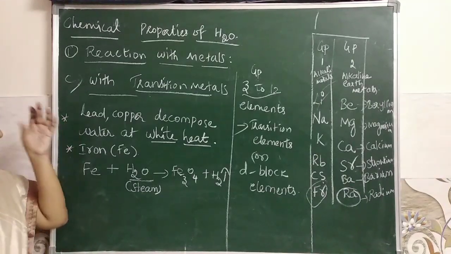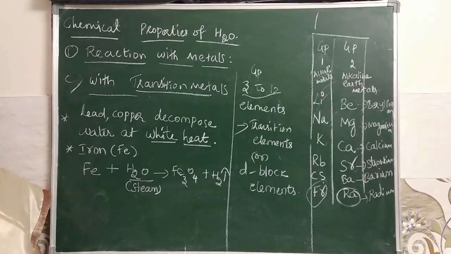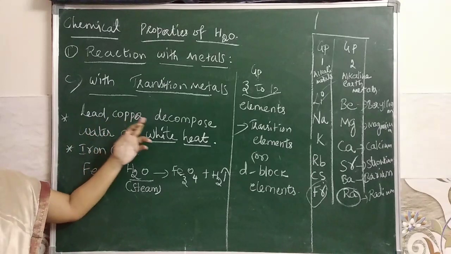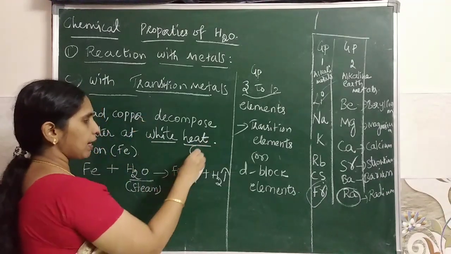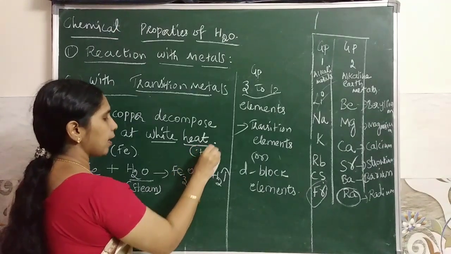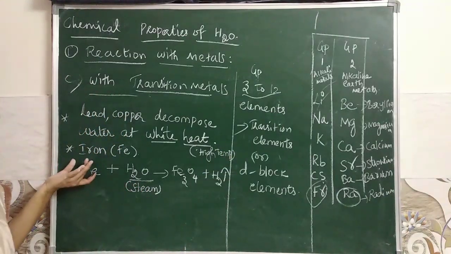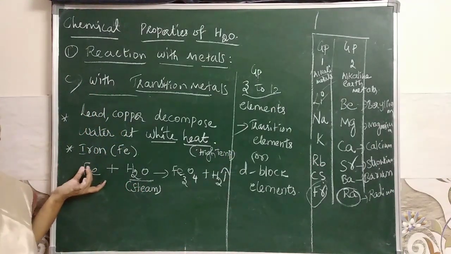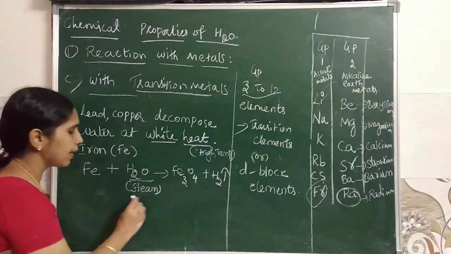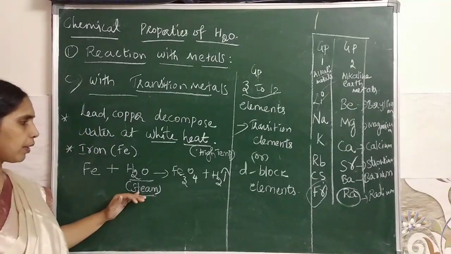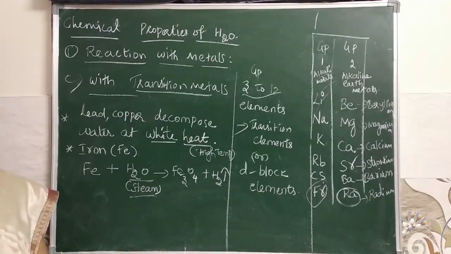Okay students, this is the condition of water with transition metals. Lead and copper decompose water at white heat, meaning a very high temperature; only at high temperature does the reaction take place. If the element is iron, which also belongs to transition elements, it reacts with water in steam condition, forming oxide and evolution of hydrogen.